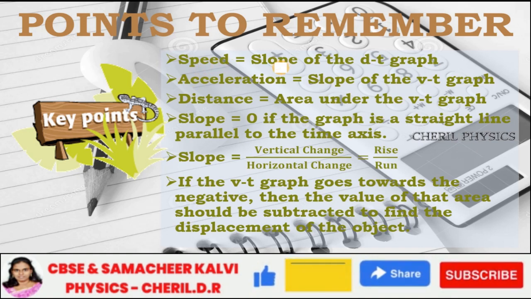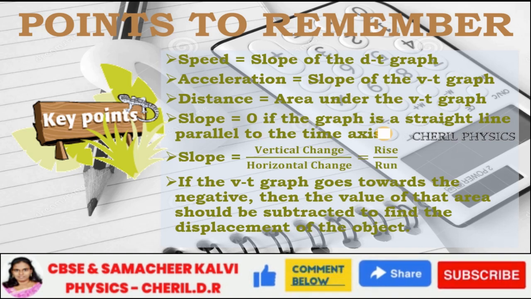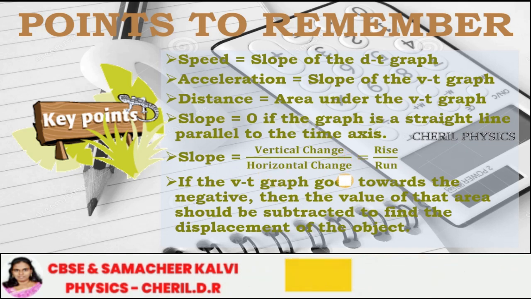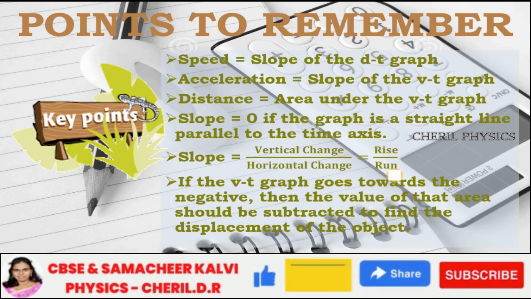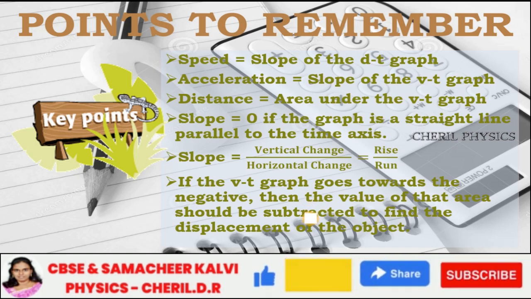So what is speed? How do you get the speed? By calculating the slope of a d-t graph. For acceleration, by calculating the slope of a v-t graph. And distance, by calculating the area under the v-t graph. And slope is 0 if the graph is a straight line parallel to the time axis, and we know that slope is equal to vertical change by horizontal change, which is nothing but rise by run. And whenever it goes negative, the value of that area has to be subtracted to find the displacement of the object.